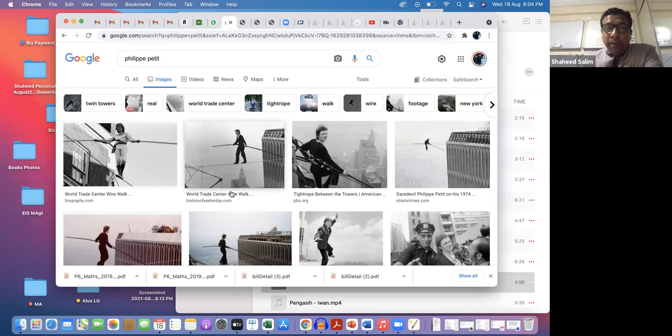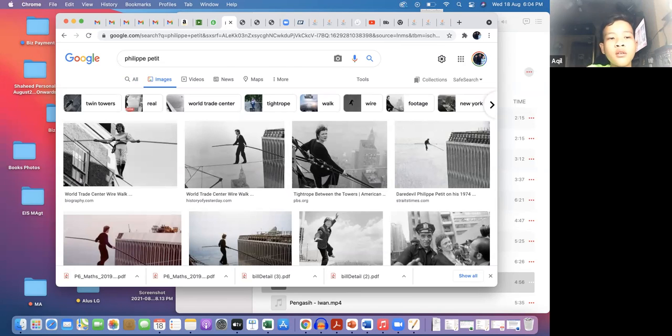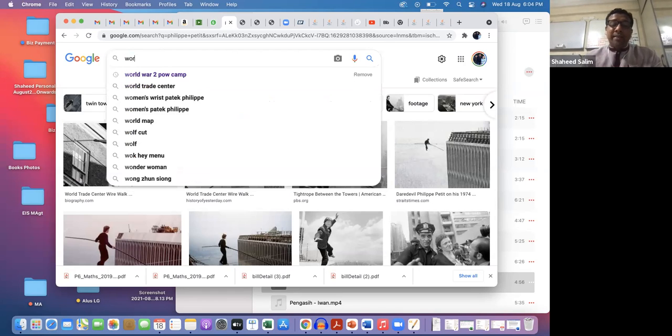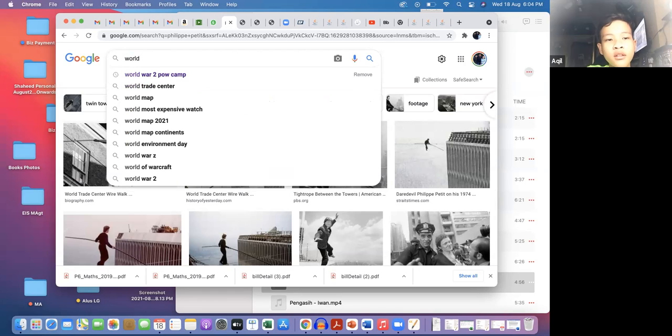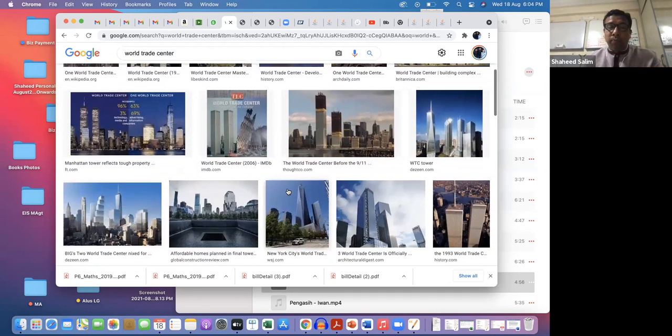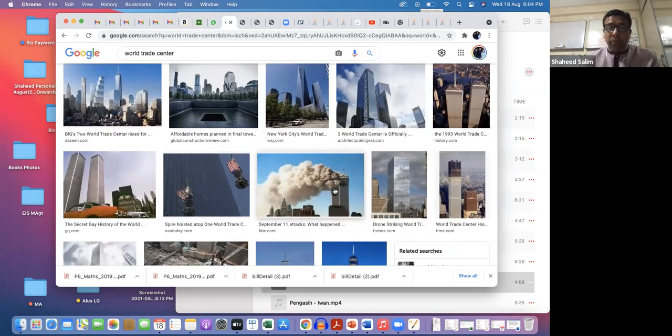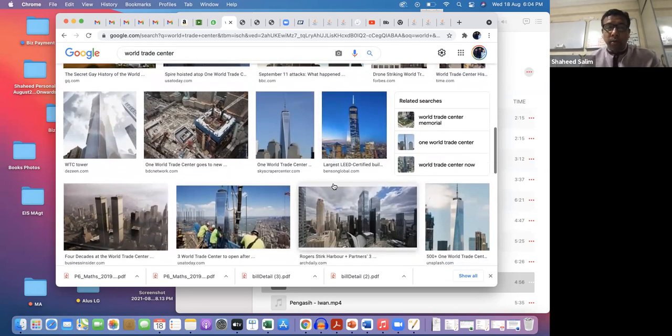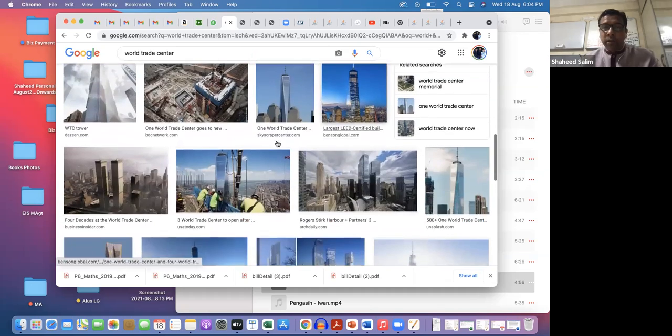This one he put a rope in between the twin towers. You know the twin towers. From one building to another building. He walked down there without any safety. No, this is World Trade Center. You know what World Trade Center is? The one they say Muslims destroyed. Muslims did not destroy this. The World Trade Center bombing. Now the building is gone. These two are the World Trade Center.